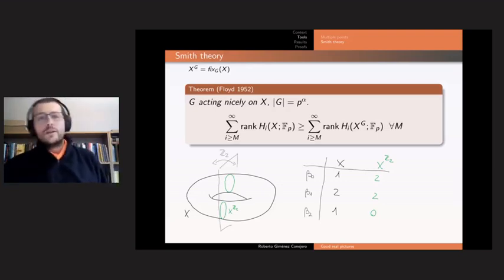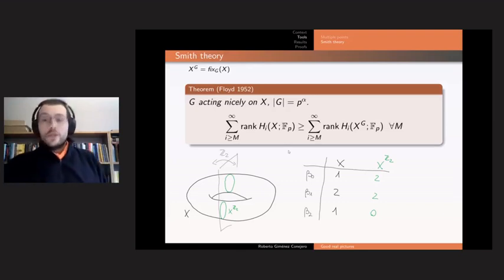And Smith theory, this theorem of Floyd, tells you that if you take, starting from 0, for example, the sum of all the Betti numbers, this sum is bigger or equal than this sum. In this case, they are equal. If you start from dimension 1 and you go higher, this sum, which is 3, is bigger or equal than 2. And the same with all the degrees. So you start from somewhere and then you add all the Betti numbers, with coefficients modulo in F_p.